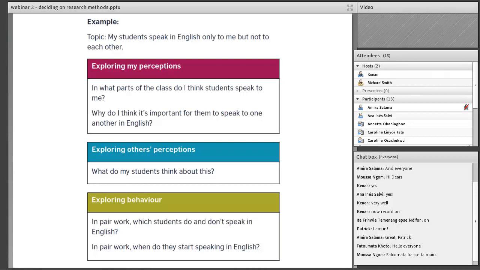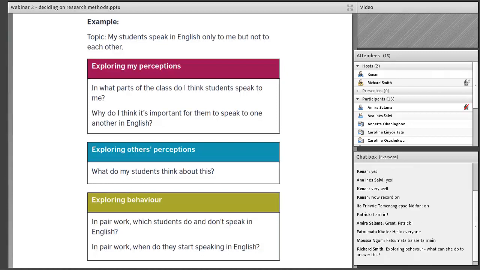So let me ask you to write some ideas for kinds of data that she could get. How could she get answers to these questions? I don't know. Shall we start with the last one, exploring behavior? So I'm going to write that into the chat box, and the question is, what can she do to answer this? Just this one about what students actually do.